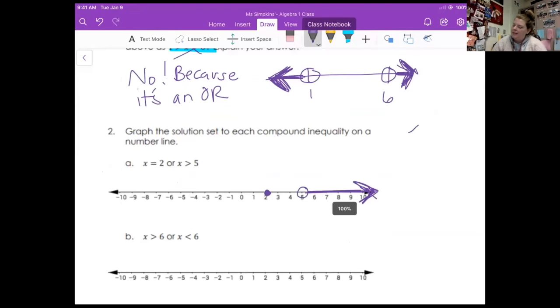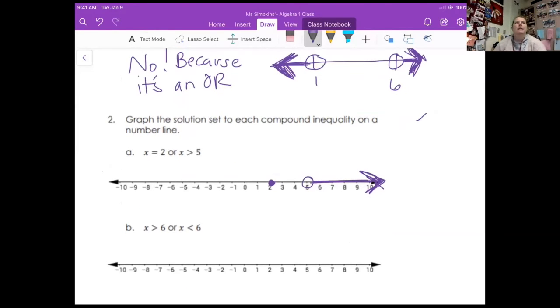What about x is greater than 6 or x is less than 6? What do you think that would look like? x could be greater than 6 or x could be less than 6. Yeah, it'd have two arrows on the side of 6. Do I fill in the circle around 6? Yeah, there's no equal to. So all we're doing is shading every single number except for 6. Any number works for this problem except that one number, 6.